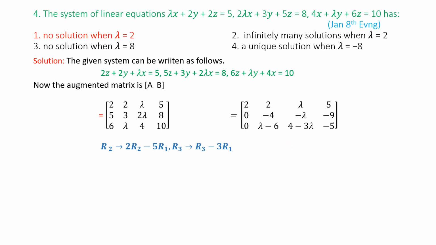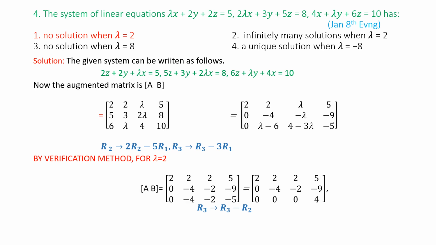Now we go to the verification method. Substitute lambda equal to 2 in this matrix, then the resultant augmented matrix is 2 2 2 5. Here we substitute the value lambda equal to 2 in the place of lambda, and similarly 0 minus 4 lambda will be minus 2 and minus 9, 0 lambda minus 6 equals minus 4, similarly 4 minus 3 into 2, 4 minus 6 is minus 2 and minus 5.